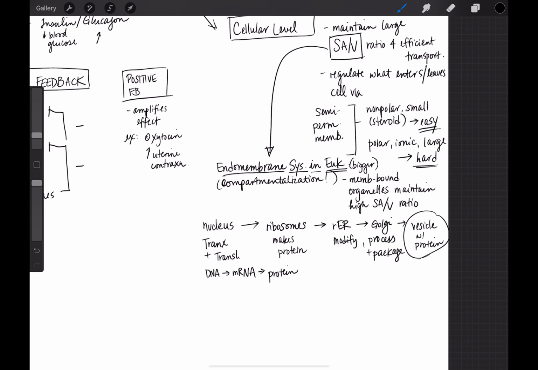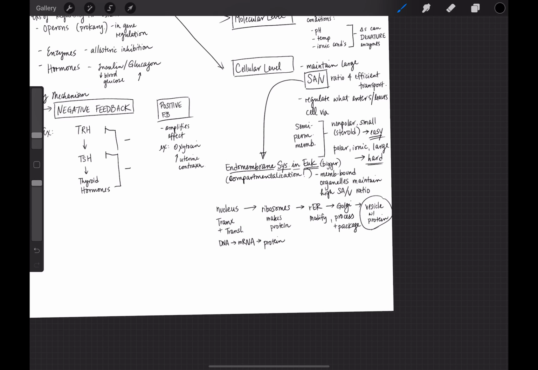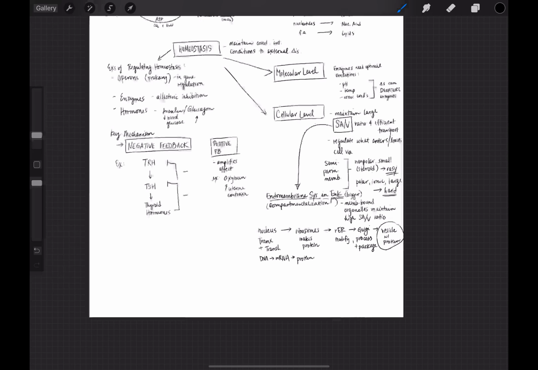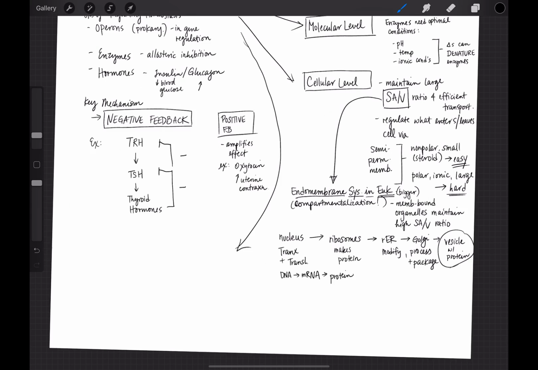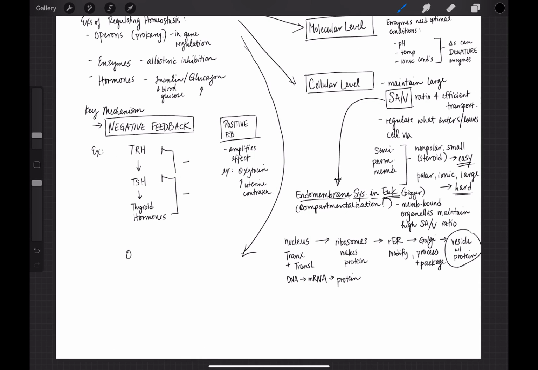Okay, so I think that's it for cellular. The last level, and I'm out of space, so I'm going to move to the left, is the organismal level. On a larger scale, some of the things that we looked at in the organismal level is growth and development, and that's actually part of the big idea.